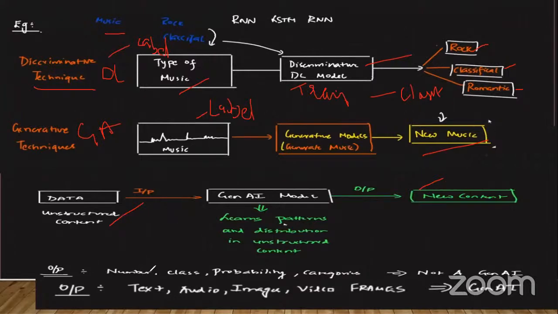When the output is a number, classes, probability, or categories, what will it be? It will be discriminative AI. And when the output is in the form of text, videos, or images, it will be generative AI. Okay, I hope this is clear for everyone now. Let's move to the next thing.